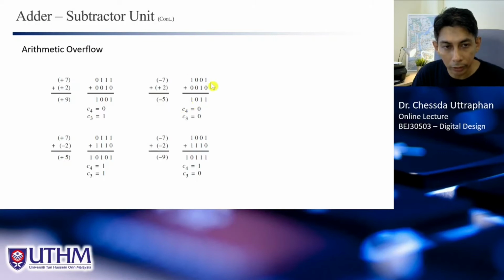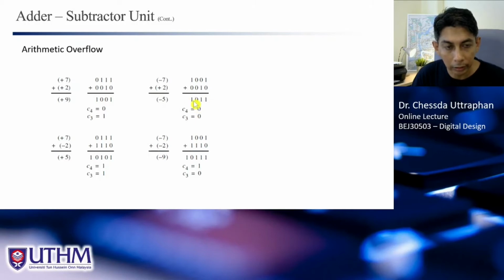And when we add also, yeah, this 1 plus 0, we have 1. 0 plus 1, we have 1. 0 plus 0, we have 0. 1 plus 0, we have 1. And when we observe C4 and C3, in this case, 0 plus 0, we have C3 equal to 0. 1 plus 0, we have 1. We have 0, 0. So in this case, C4 and C3 equal to 0. And the result here is okay. Yeah, this is minus 5.